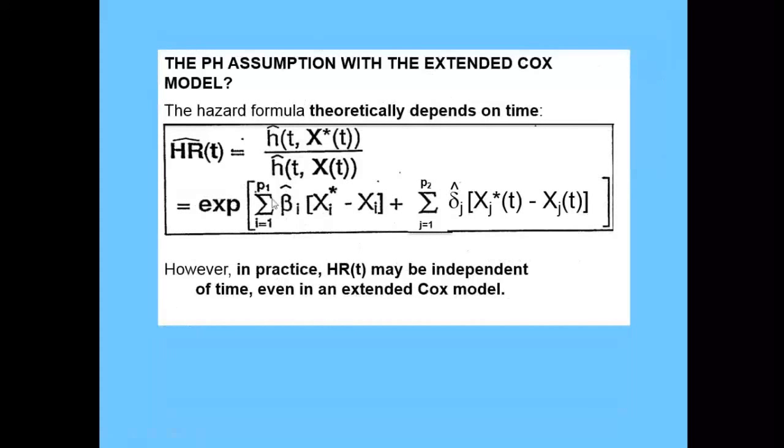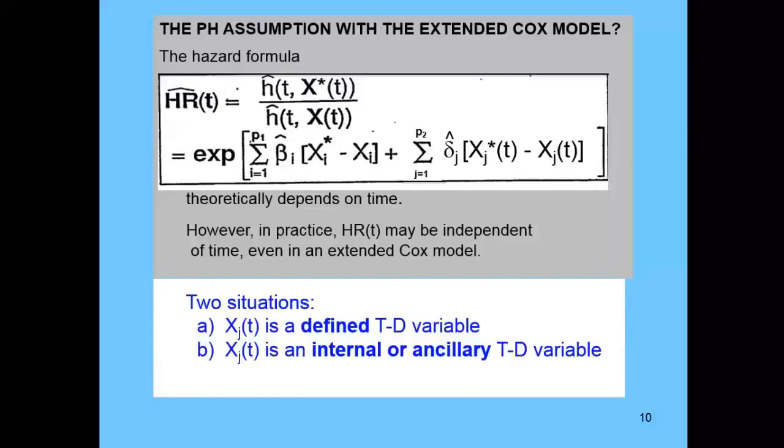So I say the hazard ratio formula theoretically depends on time. However, in practice, there may be some situations when you can say the hazard ratio is independent of time, and I'm going to give you some examples of that before we quit today. Now, there are two situations. One is when you're dealing with a defined time-dependent variable, and the other is when you're dealing with an internal or ancillary variable.